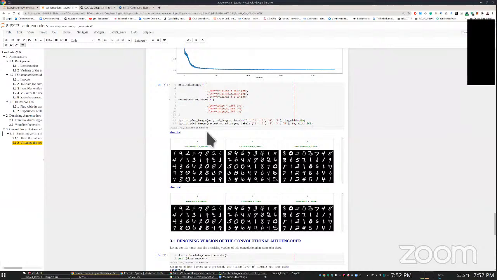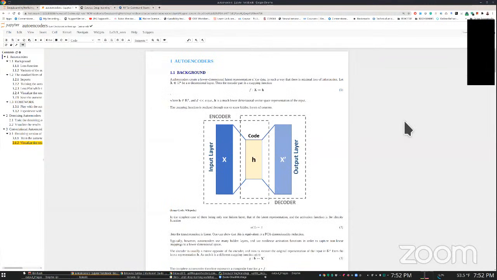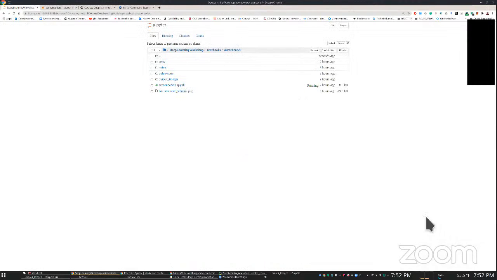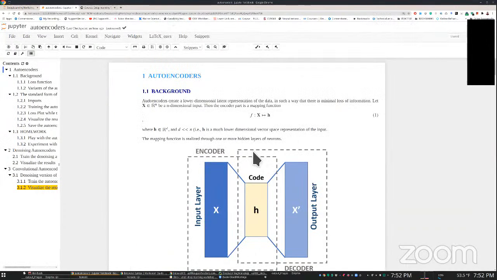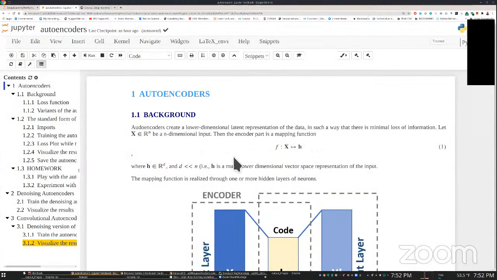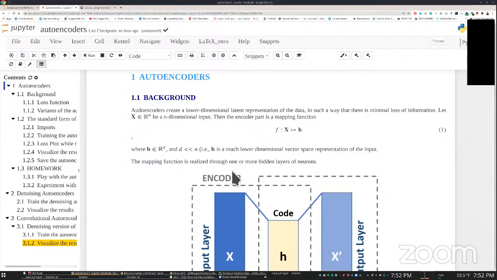So autoencoders, this is your lab for today. I will increase the font, and let me know when the fonts are big enough for your screen. Is it big and clear, guys? Yes. Okay.